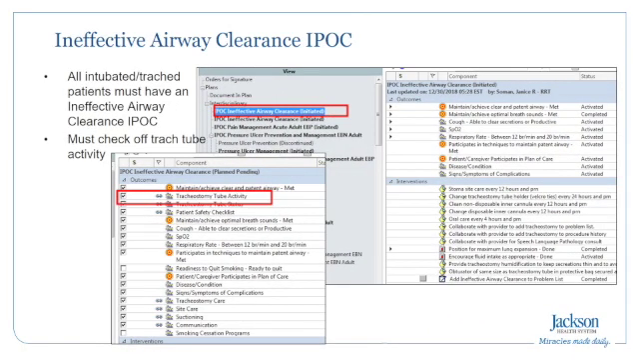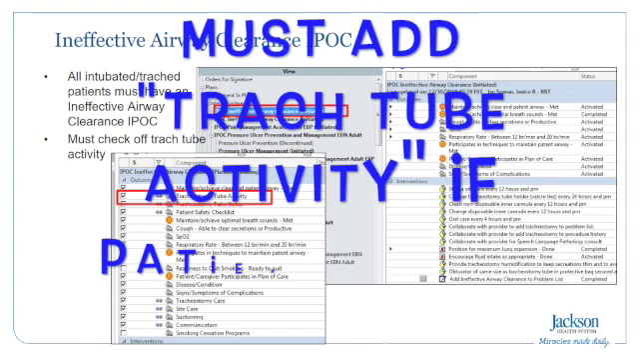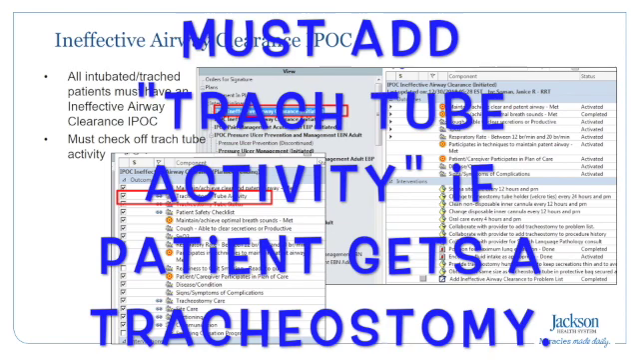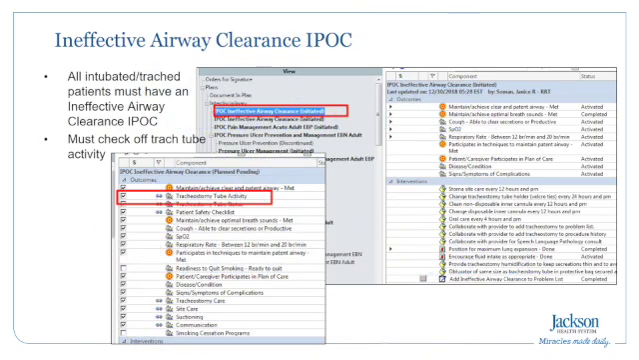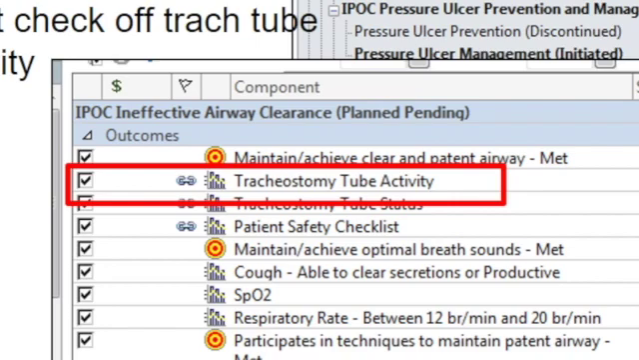Ineffective airway clearance IPOC. So this is a 6th mandatory IPOC if and only if your patient is intubated or trached. You will add this IPOC the way we demonstrated in the slide previously. The only difference, and why I pinpointed this IPOC in particular, is that we have to check off our particular subset of this IPOC if your patient is trached. So you would add the IPOC as normal, but once the actual order sets come on your screen, you would check off what's demonstrated here as tracheostomy tube activity.